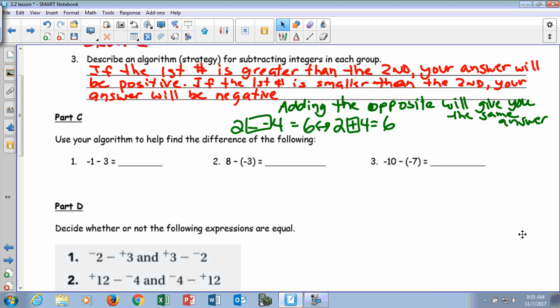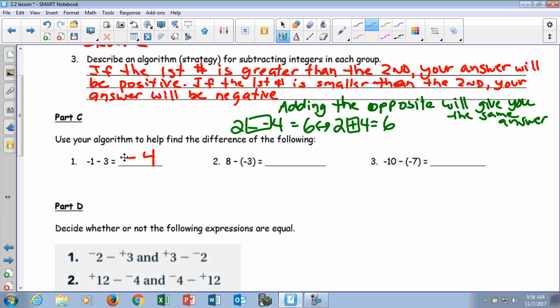So if we use our algorithm for the first one, okay, is the first number smaller or bigger than the second number? It's smaller, right? So if the first number is smaller, then our answer is negative. So if I subtract 3 from negative 1, I get negative 4. And again, if you do the chip models, if you've got one red chip, you have to add 3 red and 3 black, right? Take away the 3 black, you've got 4 red, right?